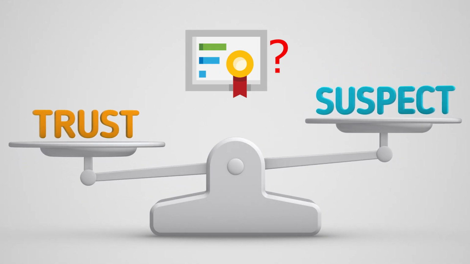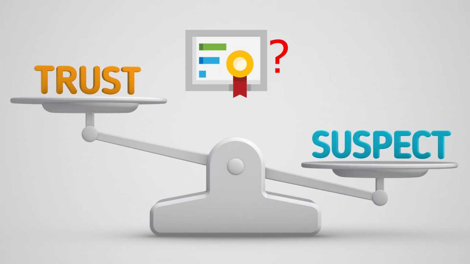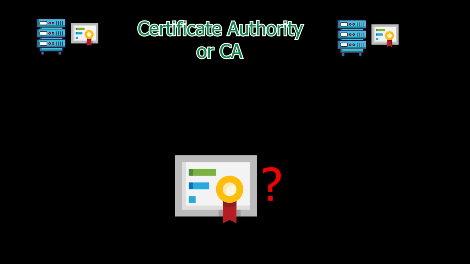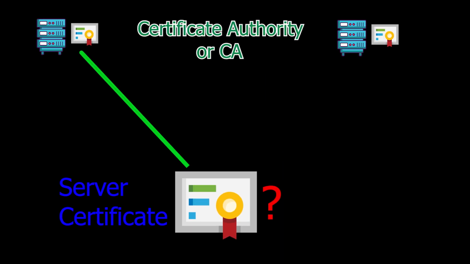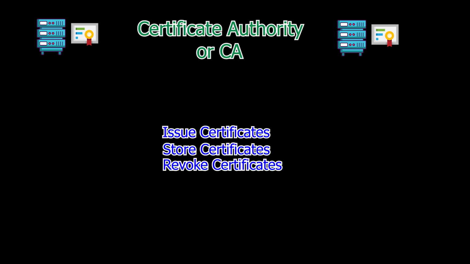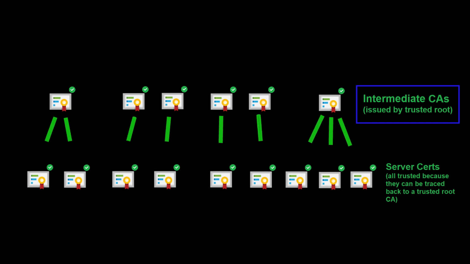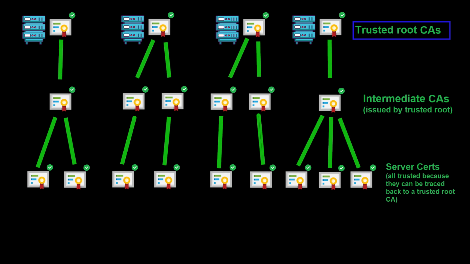So how do we know that we should trust a cert? That's a good question. The answer is that we don't trust certs directly, but we trust who issued them. Each cert is issued by a certificate authority, or CA for short. A simplified definition for a CA is that they issue, store, and revoke certificates. Next question, how do we know we should trust a CA? These CAs that typically issue certs to servers or websites are called intermediate CAs. Their certificates are typically issued by root CAs, and we trust the root CAs.